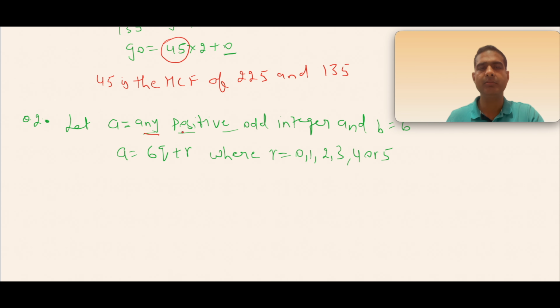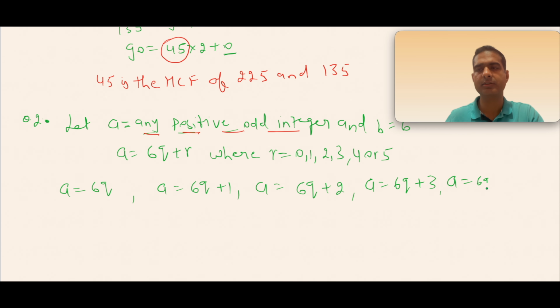A is any positive odd integer. So we have to keep this in mind. Depending on the different values of r, a can be 6q if r is 0, 6q plus 1 if r is 1, 6q plus 2 if r is 2, 6q plus 3 or 6q plus 4, or a can be 6q plus 5.